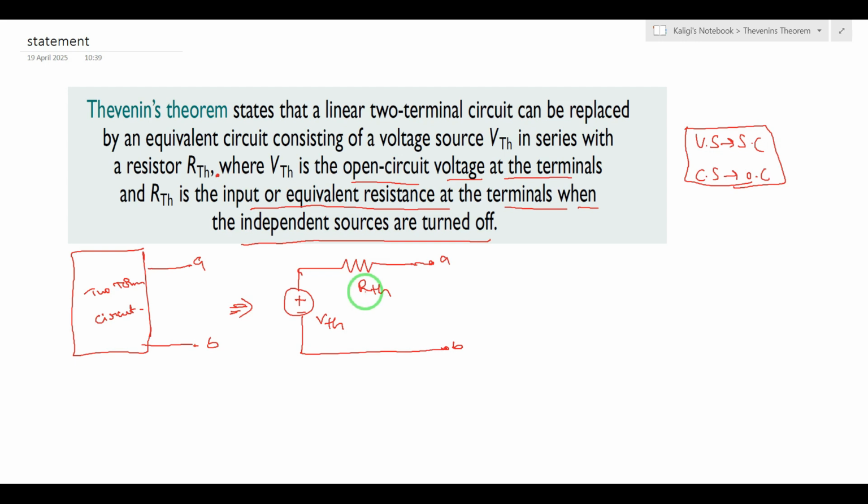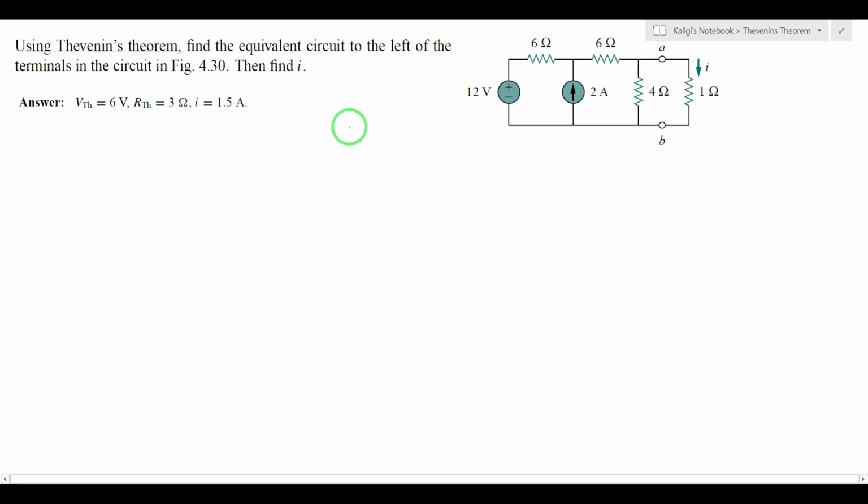Thevenin's theorem states that any linear two-terminal circuit can be replaced by a simple voltage source and resistance, but both should be in series. Okay, now see the circuit, and first we will read the question. Using Thevenin's theorem, find the voltage equivalent circuit to the left of the terminals. Terminals are A and B. We have to find the Thevenin equivalent circuit. After that, again we have to find a current I. Now I will explain clearly and easily. Just please follow my steps.